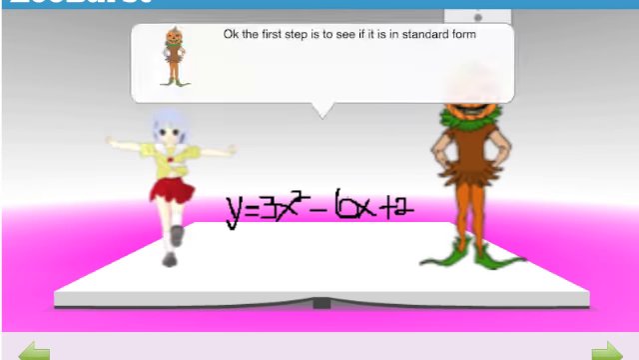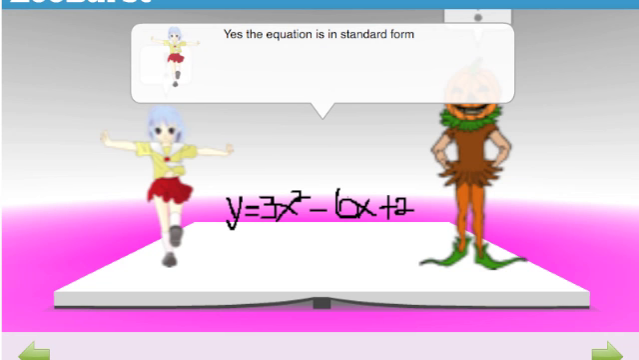Okay, the first step is to see if it is in standard form. Yes, the equation is in standard form.